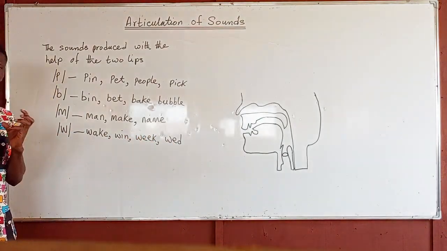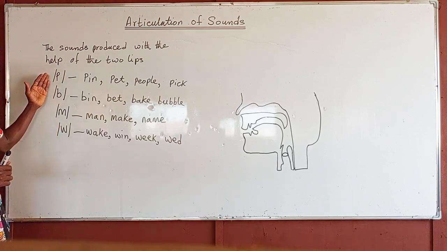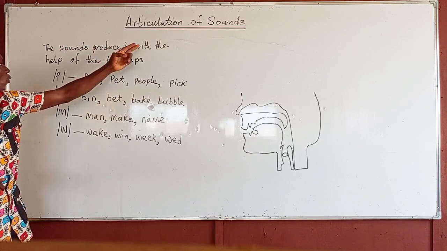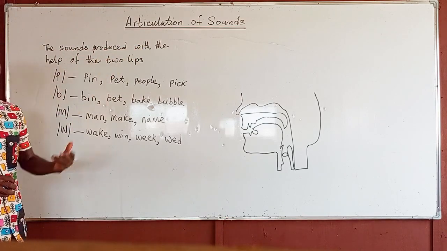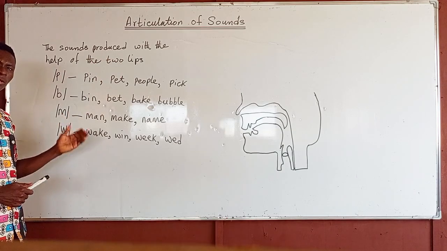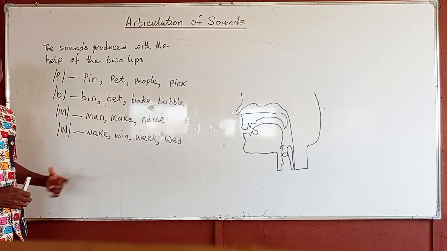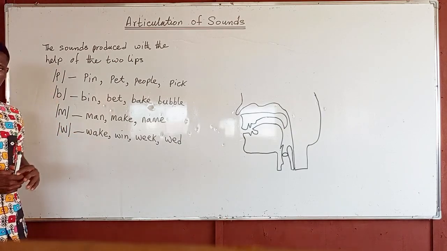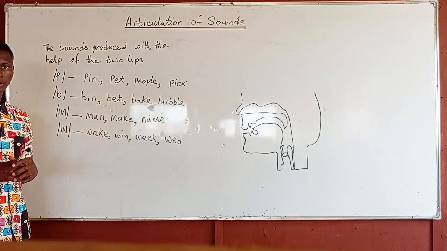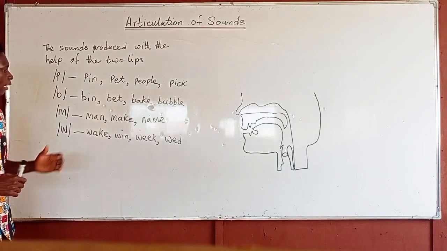So note how to place your lips when you want to articulate the bilabial sound. That is the sounds produced with the help of the two lips. These are the bilabial sounds we have in English language. We don't have more than these four. So the organs of articulation for these four sounds are the two lips. So just take note of that.